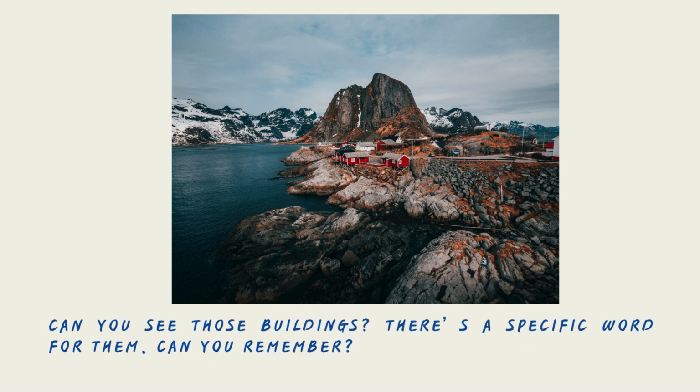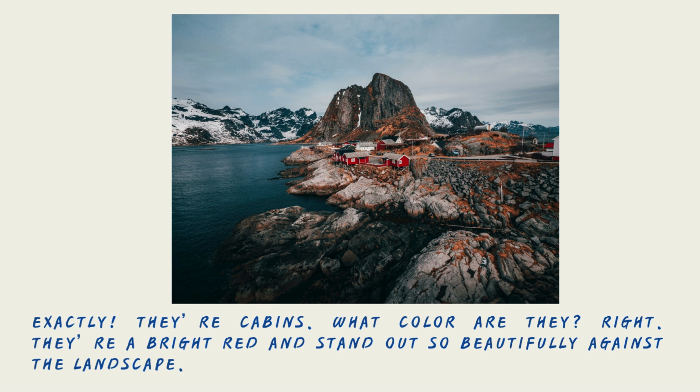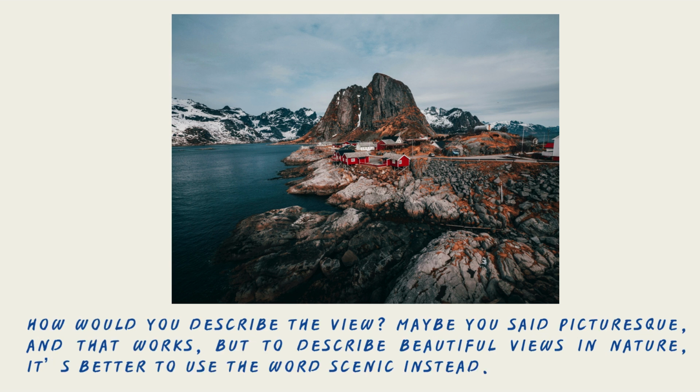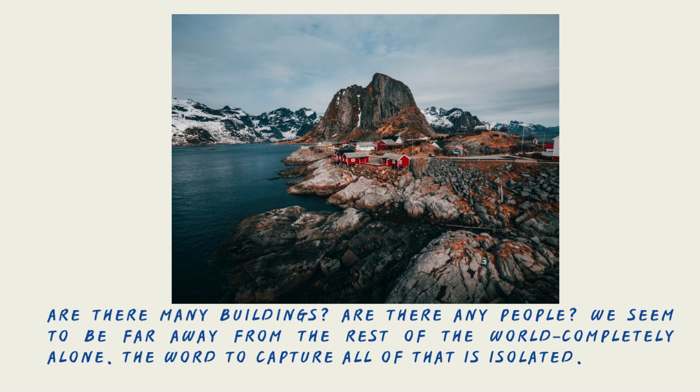There's a specific word for them. Can you remember? Exactly, they're cabins. What colour are they? Right, they're a bright red and stand out so beautifully against the landscape. How would you describe the view? Maybe you said picturesque, and that works, but to describe beautiful views in nature, it's better to use the word scenic instead.